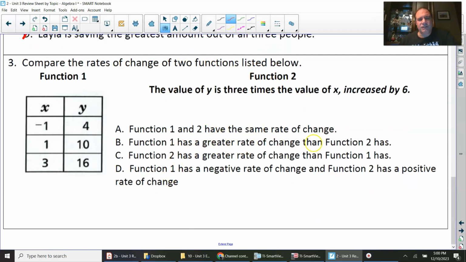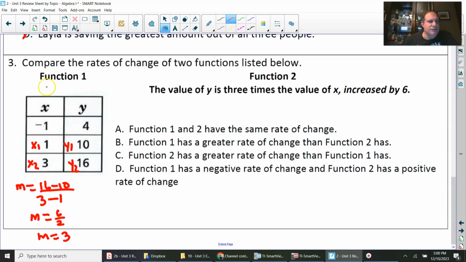Have the same rate of change, positive rate of change. Okay, so only rate of change. So function 1 is over here. I am going to avoid those negatives. So we have M equals Y2 minus Y1 over X2 minus X1. We have 6 over 2. 6 over 2 is 3. So function number 1 has a slope of 3.